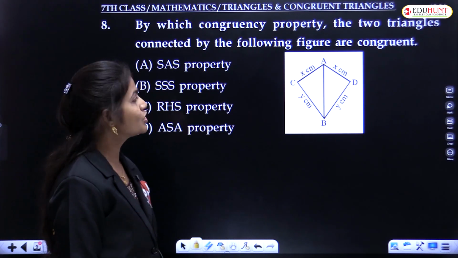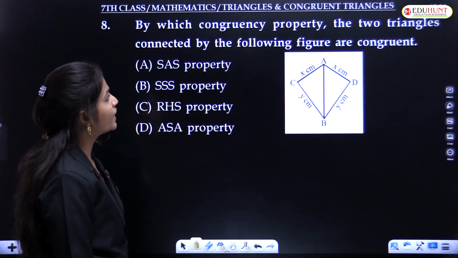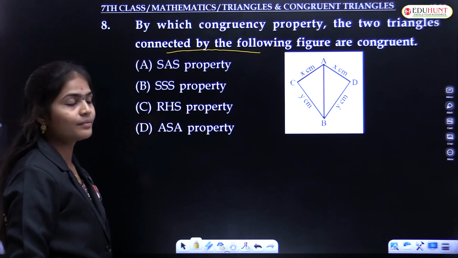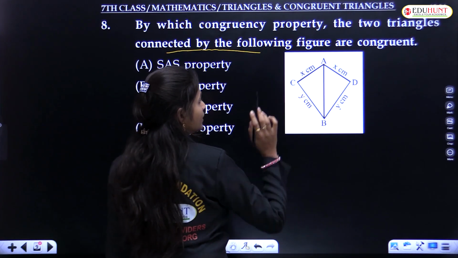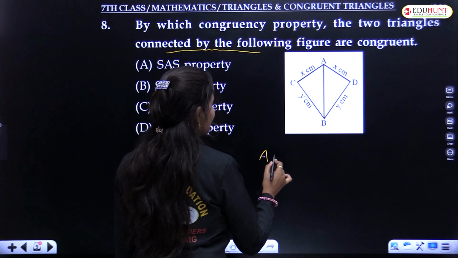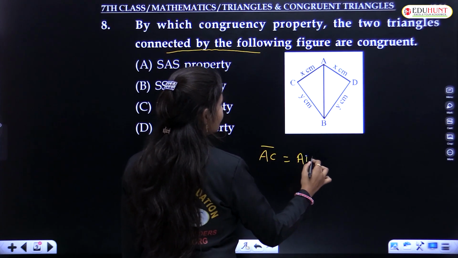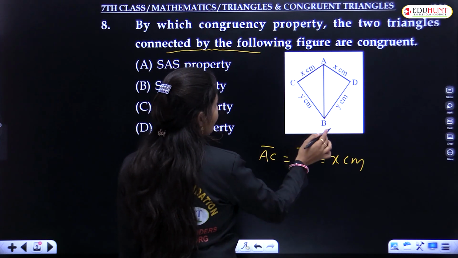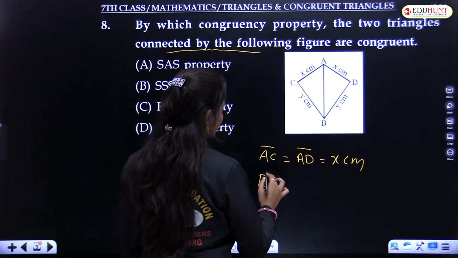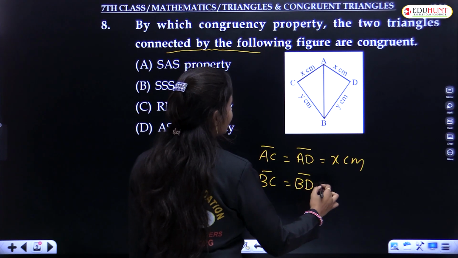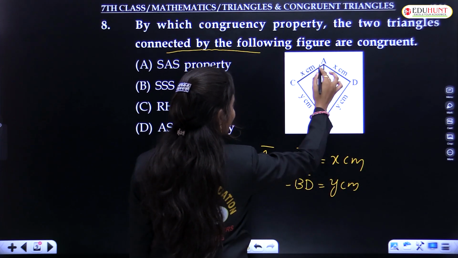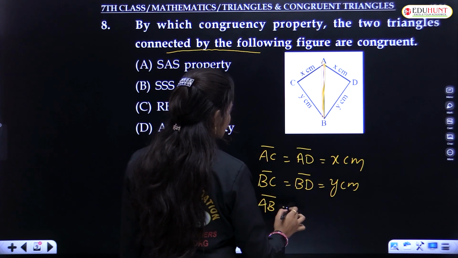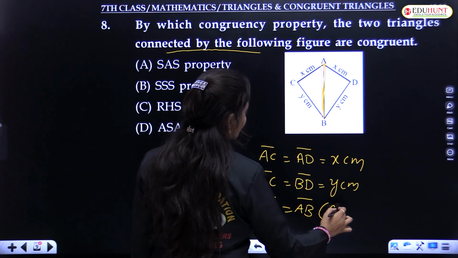So this one says, by which congruency property are the two triangles connected by the following figure congruent? According to the given diagram, we can write that AC is equal to AD, both are equal to x centimeters only, no? Next, BC is equal to BD, which is equal to y centimeters, and we can say that AB is equal to AB. Why? Because it is a common side.